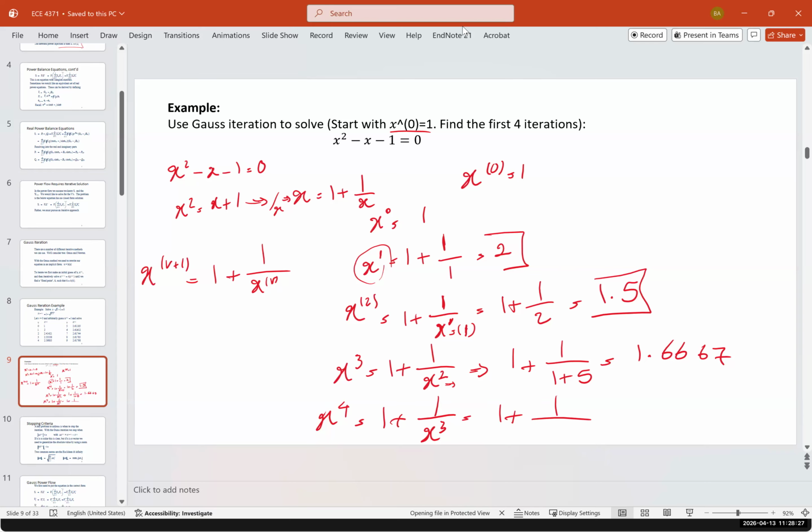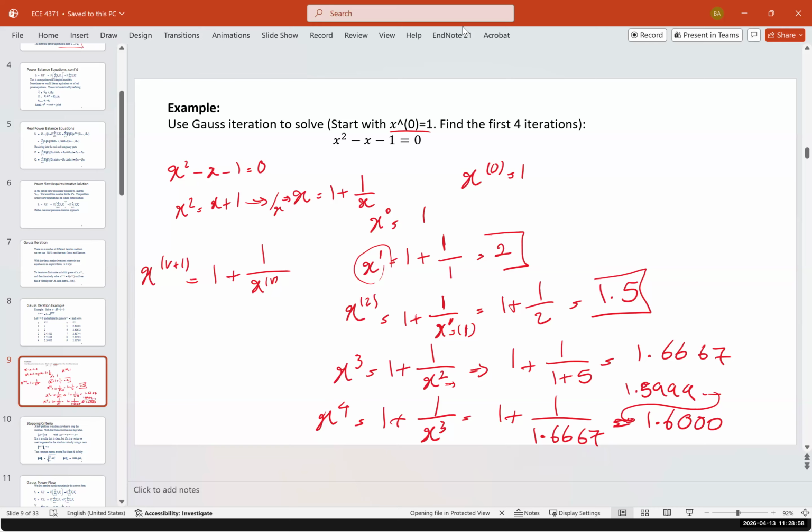Now, the fourth iteration is going to be 1 plus 1 over x of the third iteration. So 1 plus 1 over, and what is the third iteration? Yes. So this divided by that, can someone calculate this? Because I did it only to the third iteration. It's going to be 1.6 something. I'm going to round it to 1.6, because it's 1.5999 something.